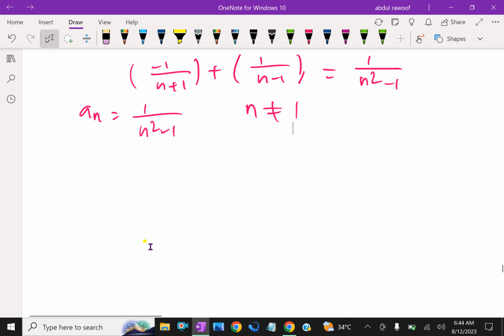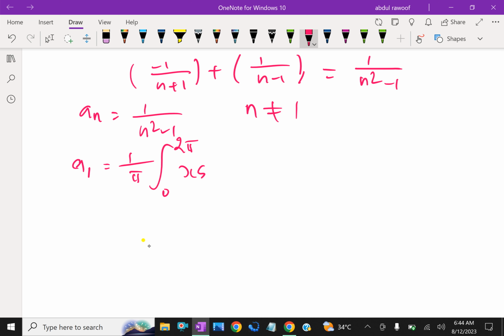From that we can write a1 equal to 1 over pi integral 0 to 2 pi x sin x cos x dx, which is equal to 1 by 2 pi.